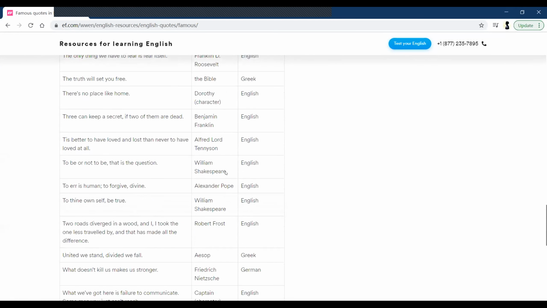And the sentence from William Shakespeare, "To be or not to be, that is the question." I think "to be" here is probably one interpretation, like to live or to die. That's a question, but it can be interpreted in different ways. And that's why it's very famous in the world.